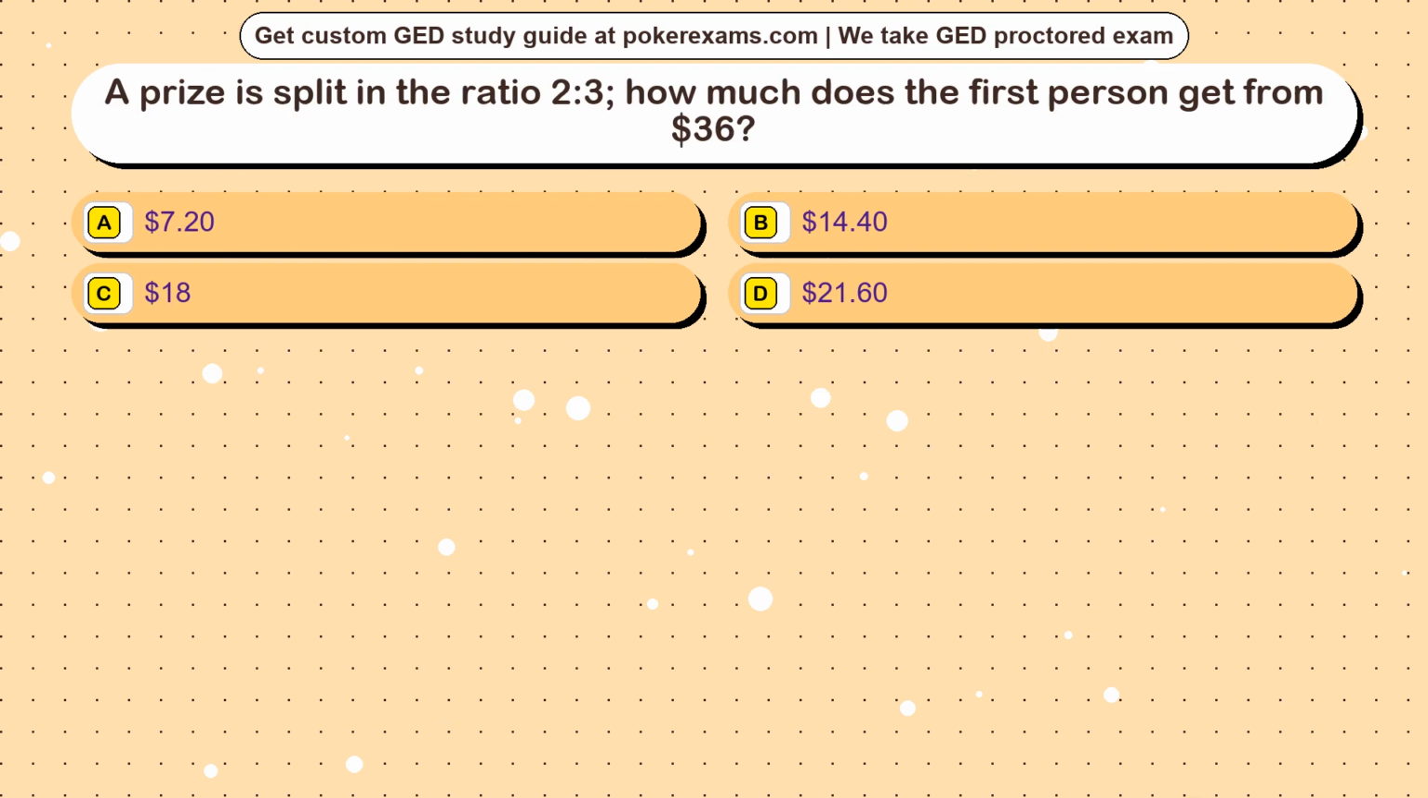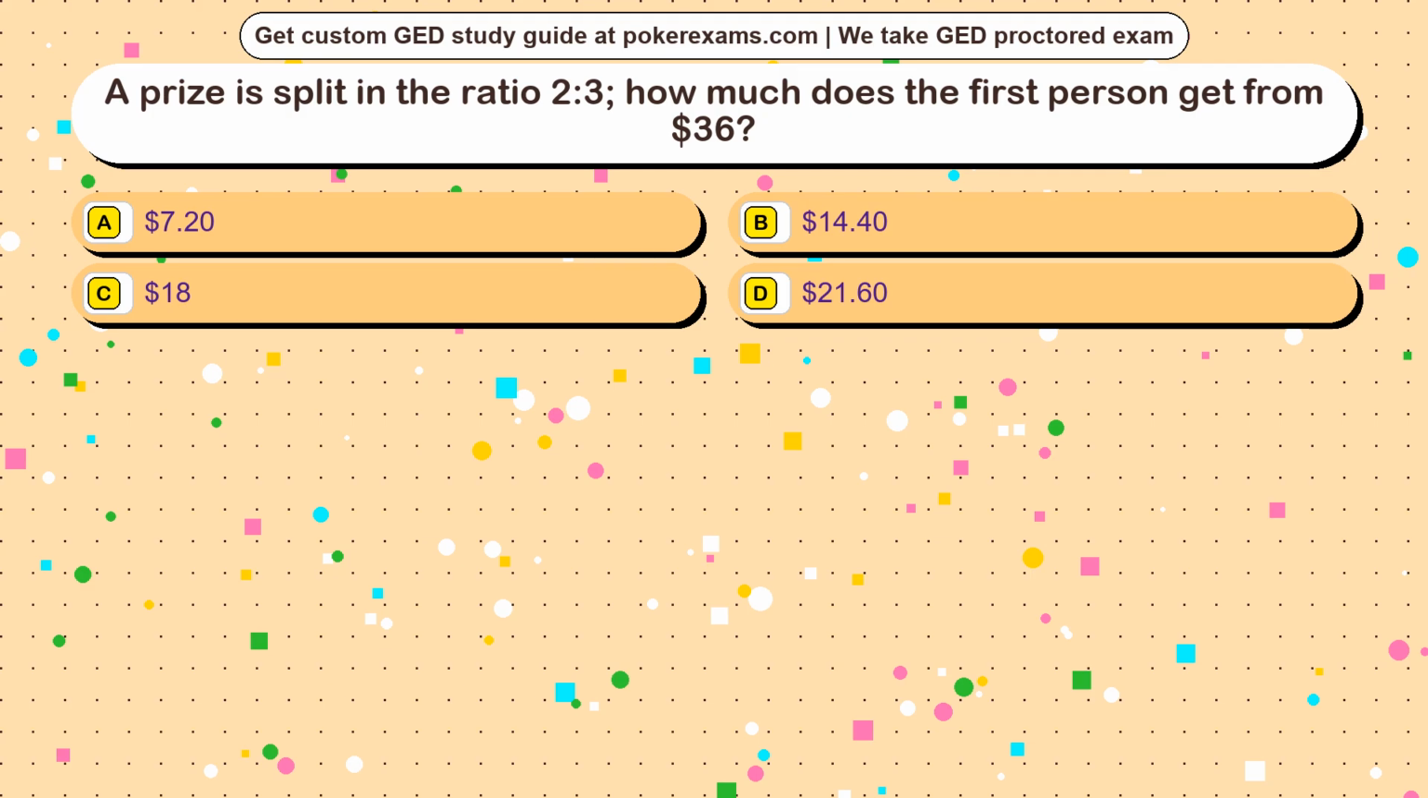Question 22. A prize is split in the ratio 2 to 3. How much does the first person get from $36? Option A, $7.20. Option B, $14.40. Option C, $18. Option D, $21.60.